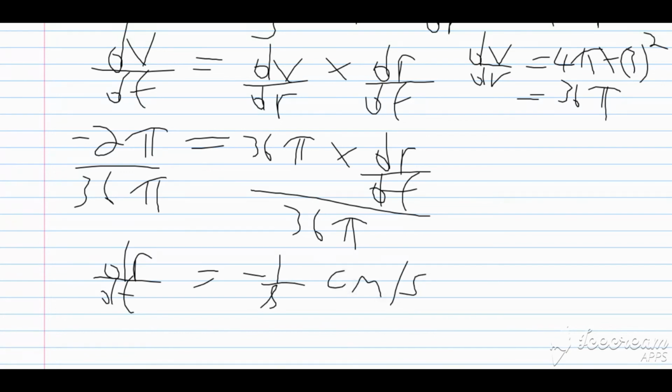So the radius is decreasing at negative 1/8 centimeter per second. Now note, because I said it's decreasing, I don't have to mention the negative, because once I say decrease, that automatically tells me that the thing is going to get smaller. So that means it's negative. So I can say it's decreasing at a rate of 1/8 centimeter per second.